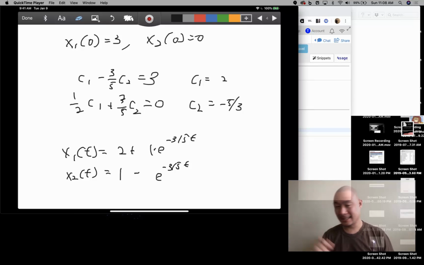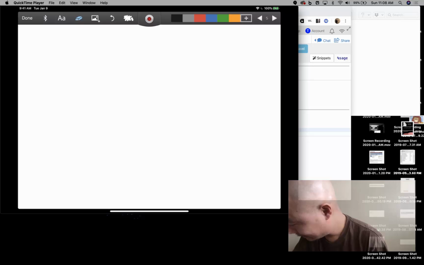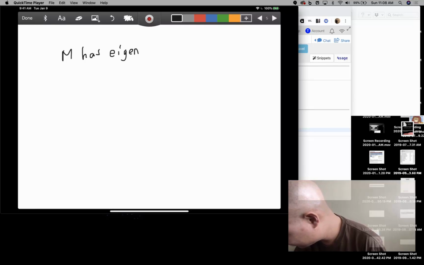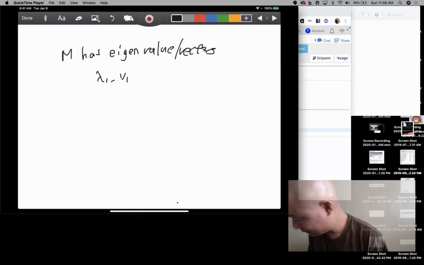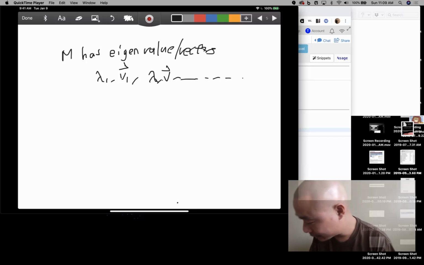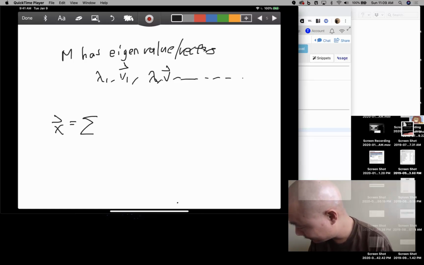So the basic idea then is that if M has eigenvalue, eigenvector pairs lambda 1, v1, lambda 2, v2, then a general solution for x can be, I'm just going to write it as a big summation, the sum of ci, vi, e to the lambda i t. This is going to be the form of your general solution.